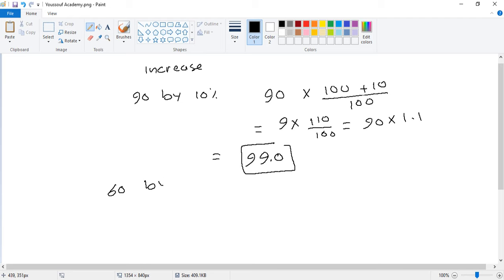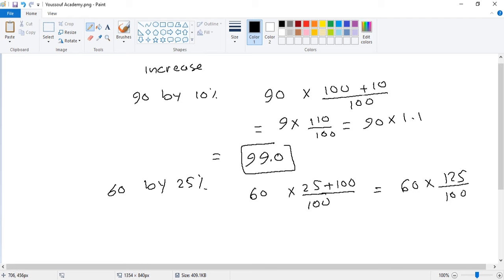Another example: increase 60 by 25%. It will be 60 times 100 plus 25 over 100, so 60 times 125 over 100, which leads to 60 times 1.25. 6 times 5 is 30, 0 carry 3. 6 times 2 is 12, and 3 is 15, 5 carry 1. 6 times 1 is 6, and 1 is 7. The decimal point after 2 places, so 60 increased by 25% is 75.